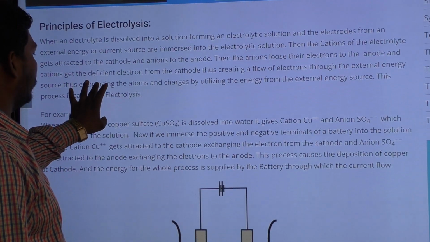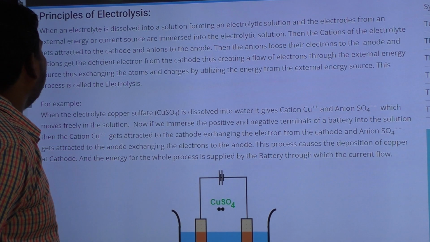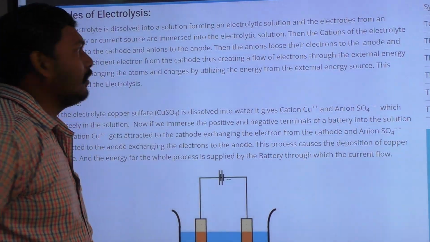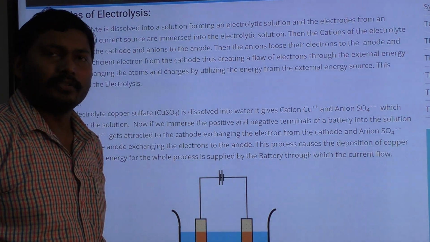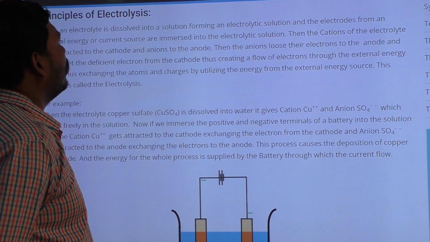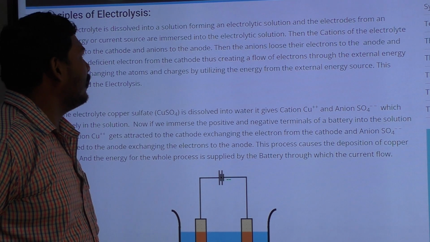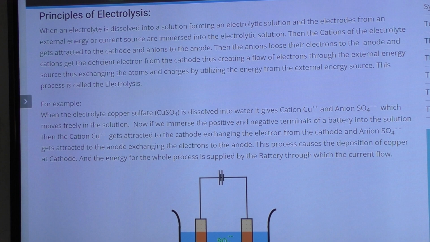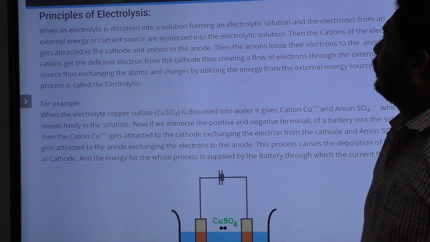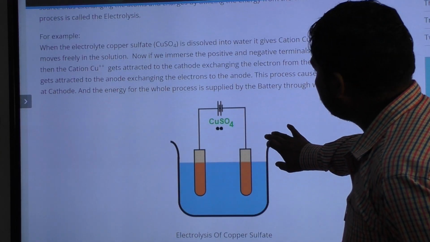Let us now understand with the help of a diagram. When an electrolyte is dissolved into a solution, forming an electrolytic solution, and the electrodes from an external energy or current source are immersed into the electrolytic solution, then the cations of the electrolyte get attracted to the cathode and anions to the anode. You can see this in the diagram.